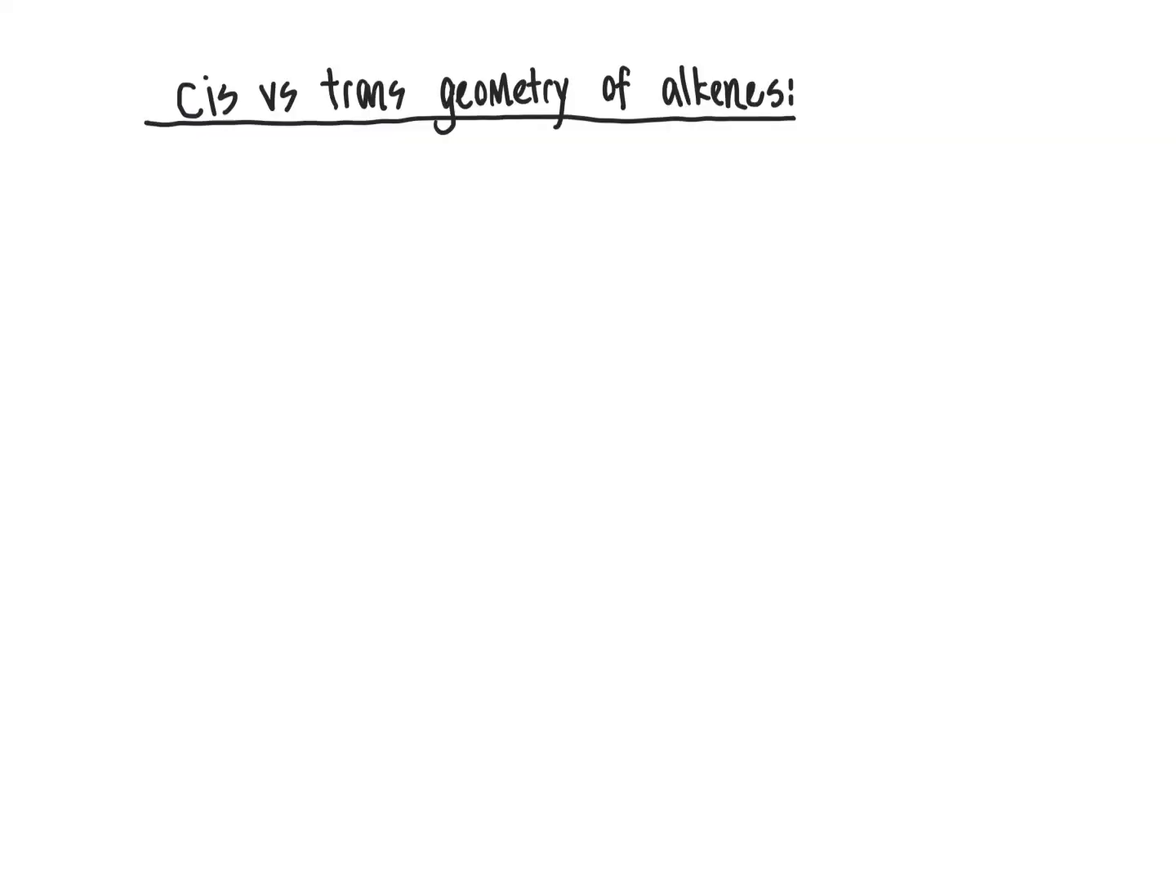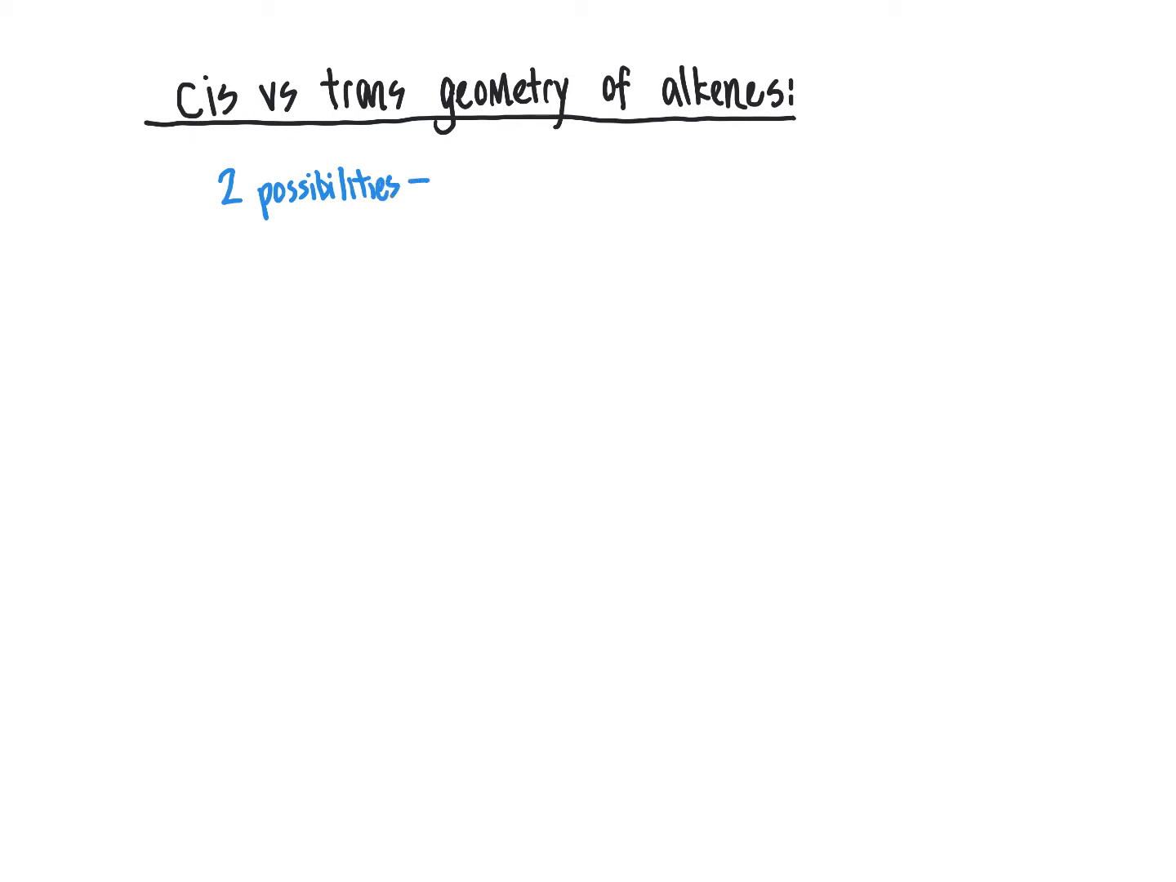Due to the fact that those atoms are locked into place in the alkene molecule, we need terminology to describe exactly how the atoms are locked into place, because there are, in general, two possibilities of how the atoms could be locked into place around that bond that will not freely rotate.